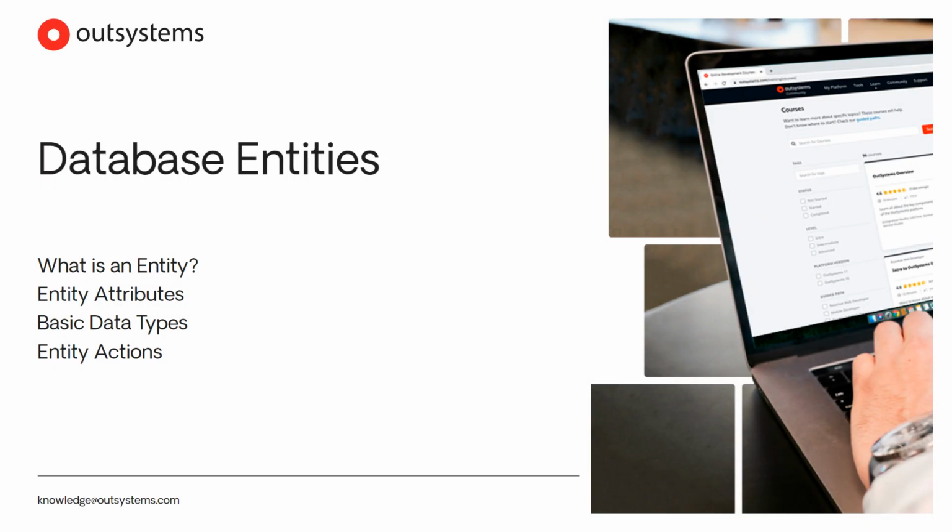In this session, we'll give you a quick overview of what database entities are. We'll start by answering the question, what is an entity? Then, we will explore how entities have attributes and learn what basic data types are available for those attributes. We'll talk a bit about the special ID attribute. Finally, we'll finish by talking about the built-in entity actions.